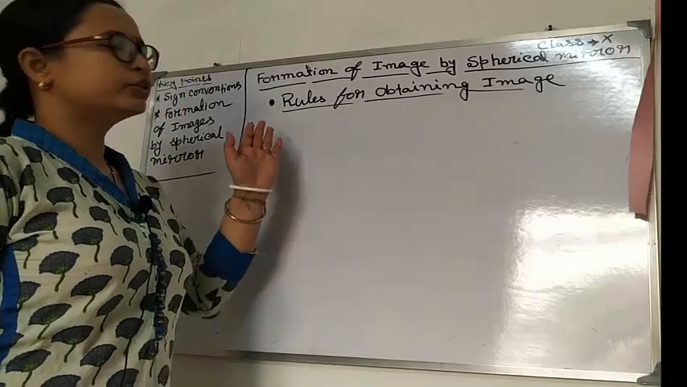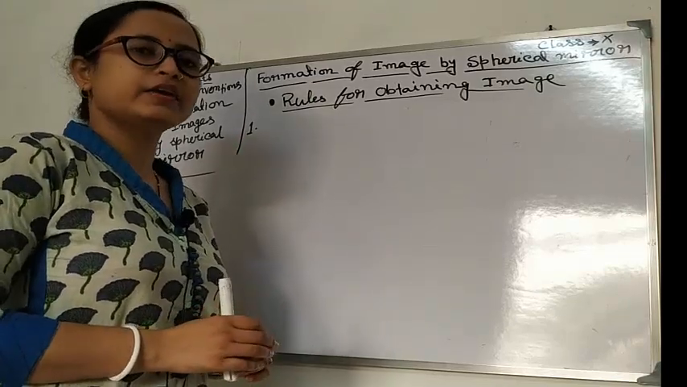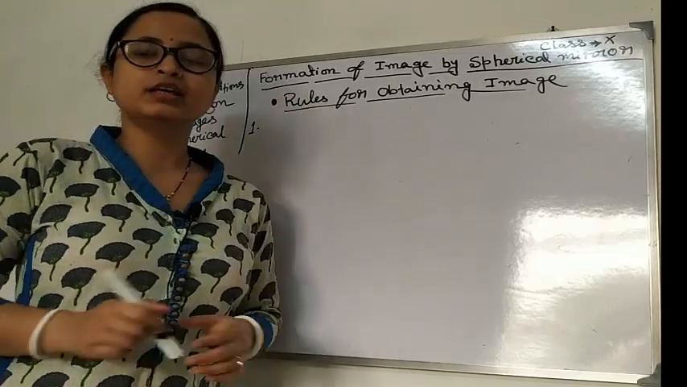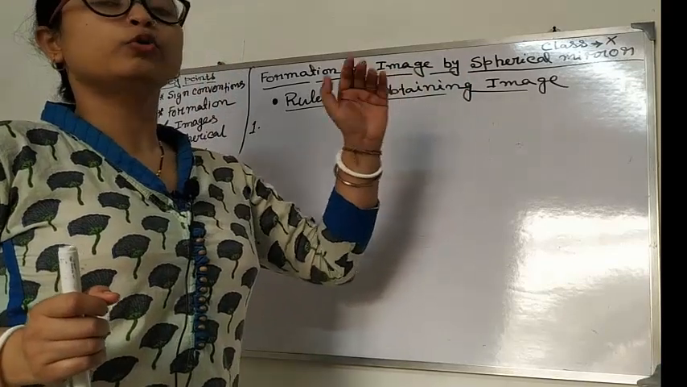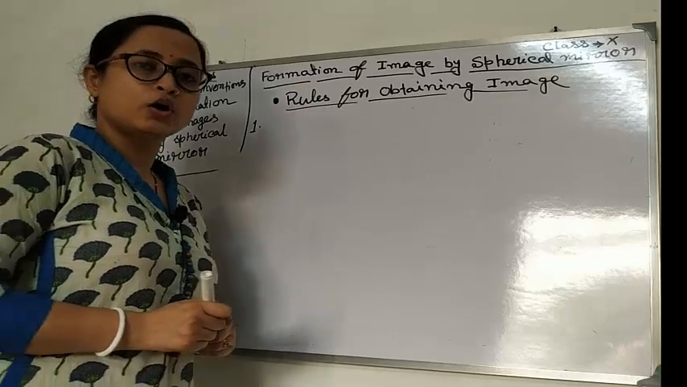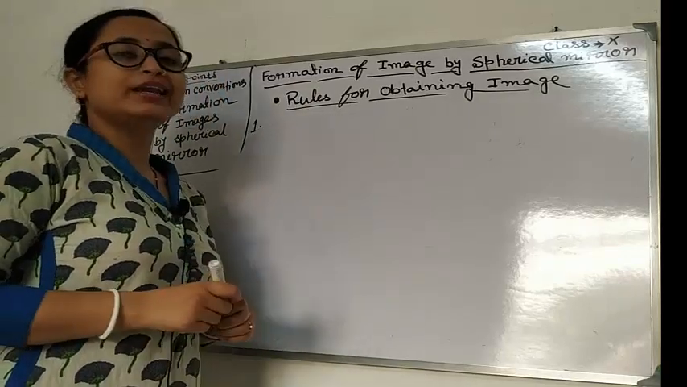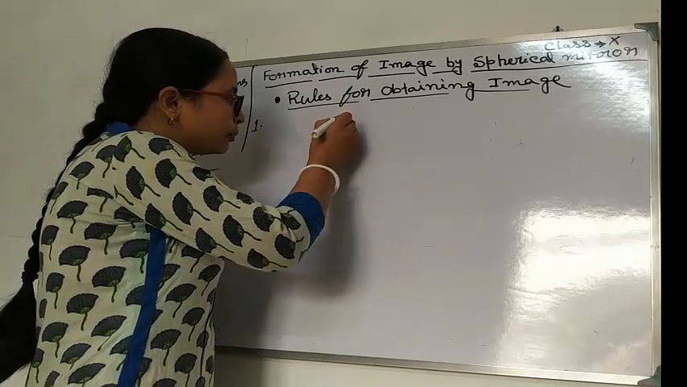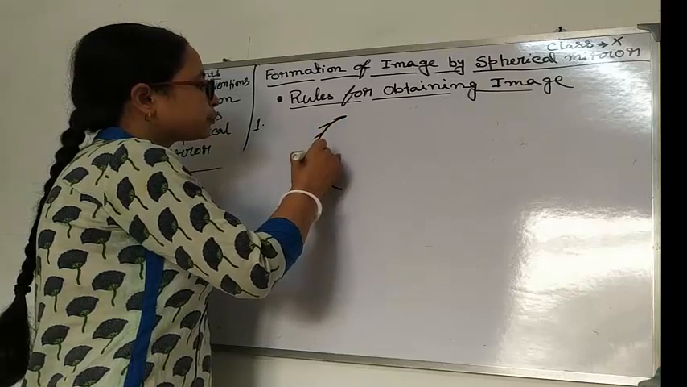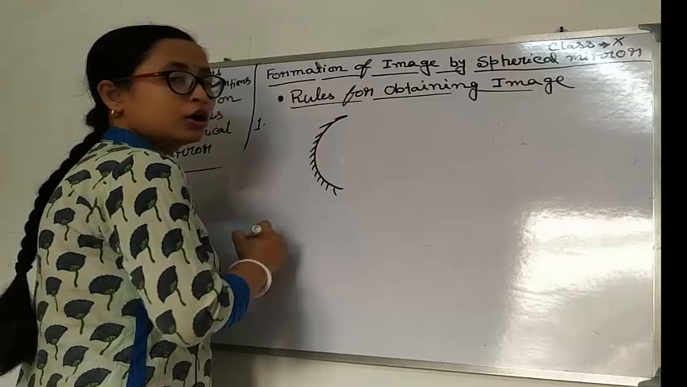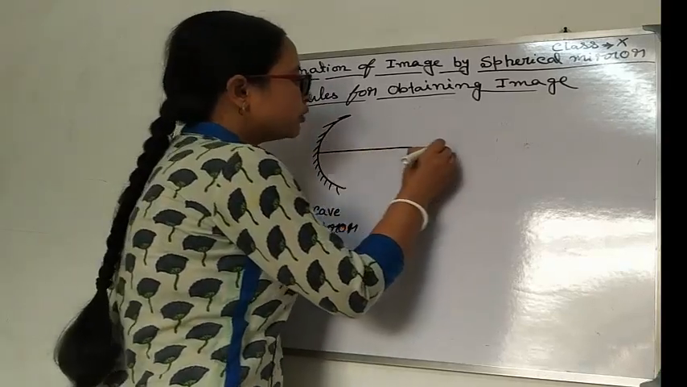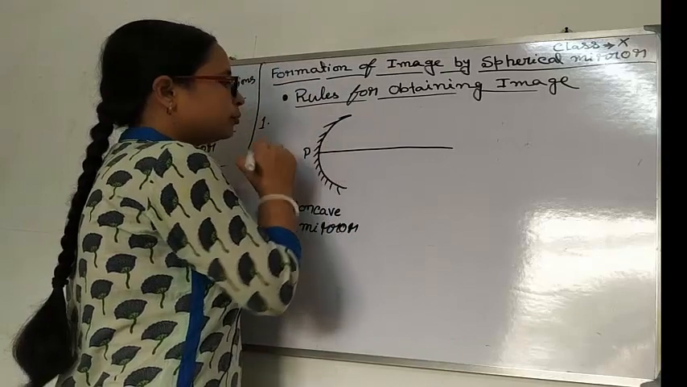Now we will learn about the formation of image by spherical mirror. First we have to learn about the rules for obtaining the image. We will explain here both the spherical mirrors, concave as well as convex. So first rule for obtaining the image, let us draw the mirror first. So this is our concave mirror. As we learned in our previous class also, this is the pole.